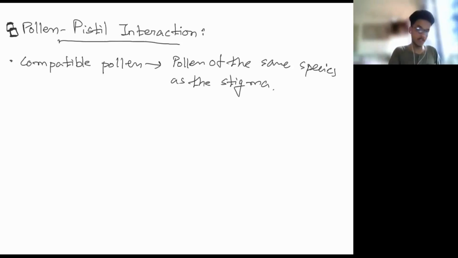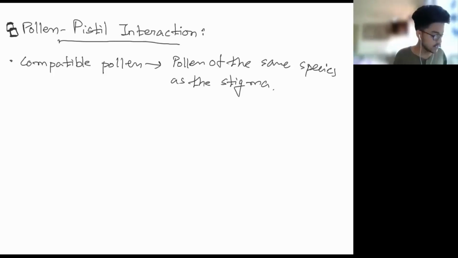Or in case the stigma is expressing self-incompatibility, then the pollen of the same plant, that is the self pollen, is also not acceptable on the stigmatic surface, right? So the stigma is pertaining to the strategy of self-incompatibility. In that case, even if it's a self-pollen, the self-pollen is of the same species, right? But due to it being a self-pollen and the stigmatic surface pertaining to self-incompatibility, it's also not acceptable.